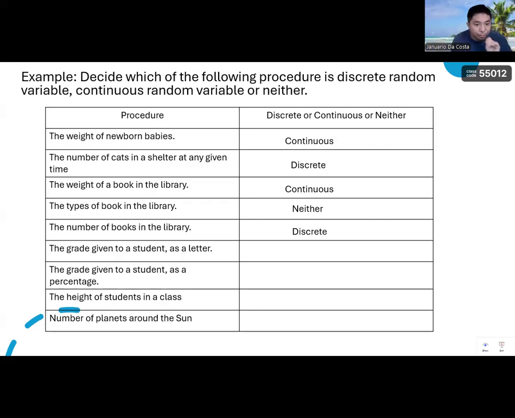What about the number of books in the library? That's discrete, right? Yeah. Because you can count the number of books, but the types of book is not discrete nor continuous. Okay, what about the grade given to a student as a letter? Discrete. For example, A plus, B, or C. Is this discrete or continuous? Continuous.